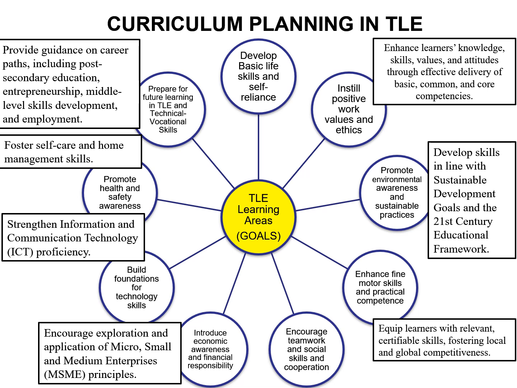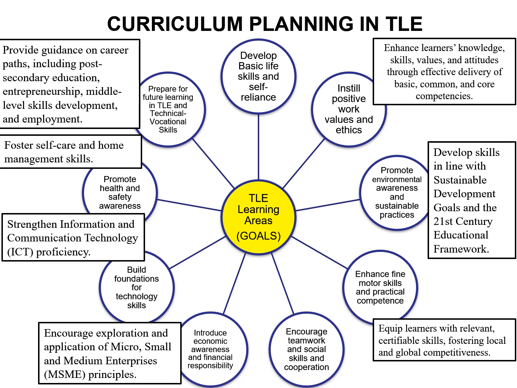If you are going to review again the contents of each learning area, all these are the goals. Develop basic life skills and self-reliance. Instill positive work values and ethics. Promote environmental awareness and sustainable practices. Enhance fine motor skills and practical competence. Encourage teamwork, social skills, and cooperation. Introduce economic awareness and financial responsibility. Build foundations for technology skills. Promote health and safety awareness. Prepare for future learning in TLE and technical vocational skills.